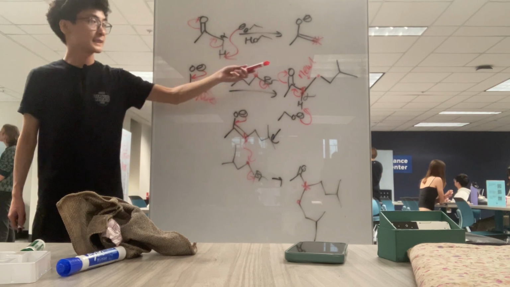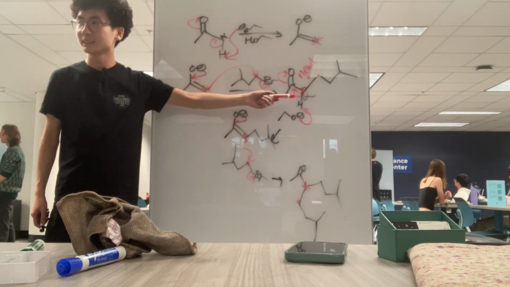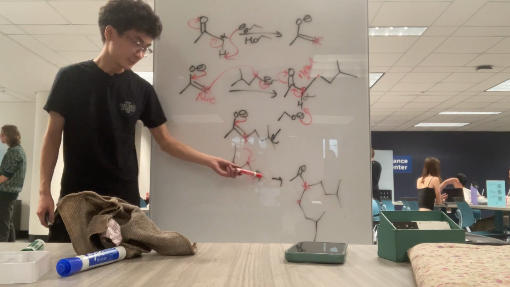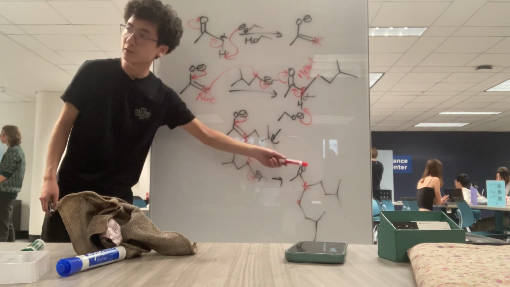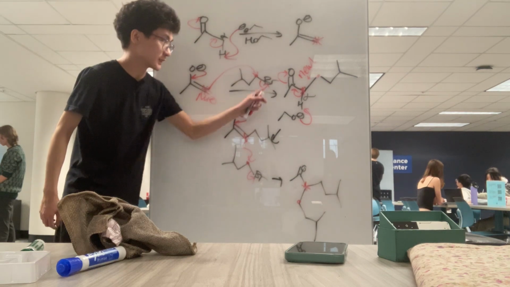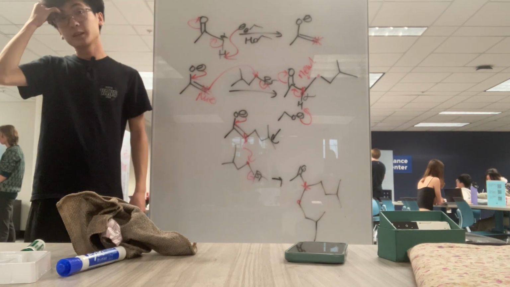Most likely this is going to be your answer here for predicted product. For explanation, this is more conceptual, because if you have excess base and haloalkane, you're going to over-alkylate the alpha carbon. It's going to keep going on and on, as long as you have alpha hydrogens to deprotonate.